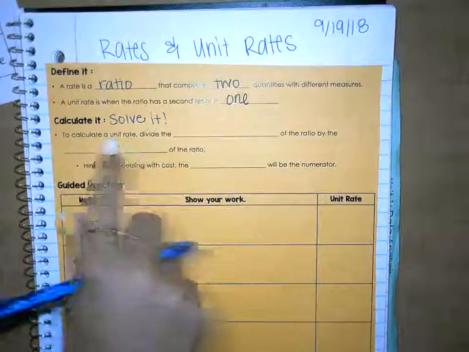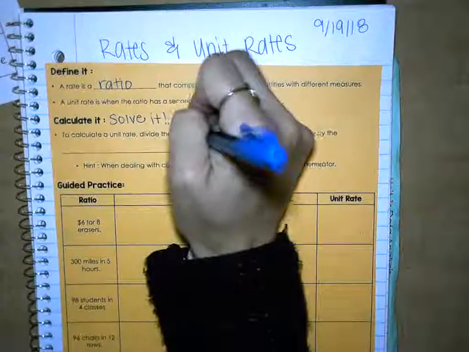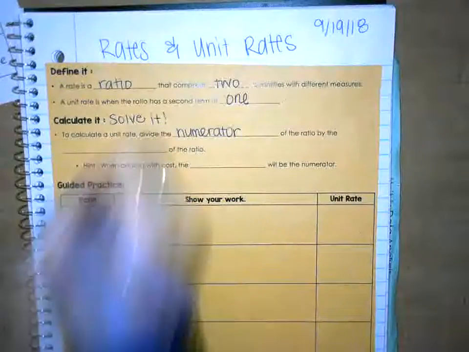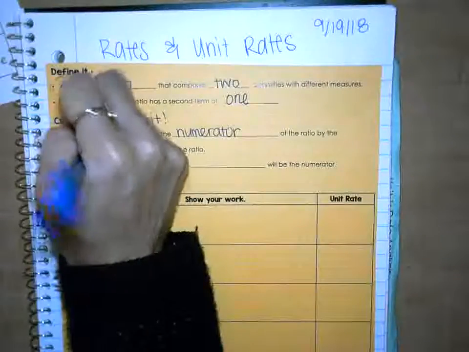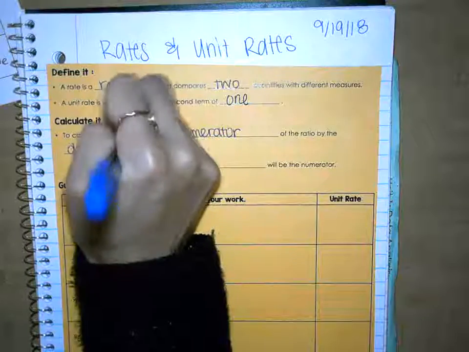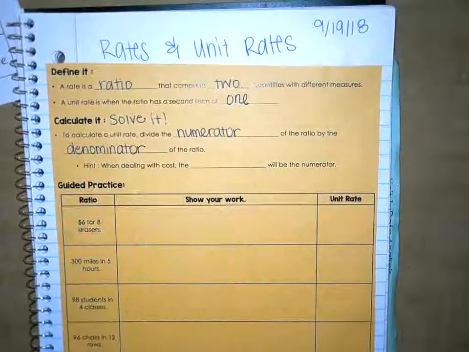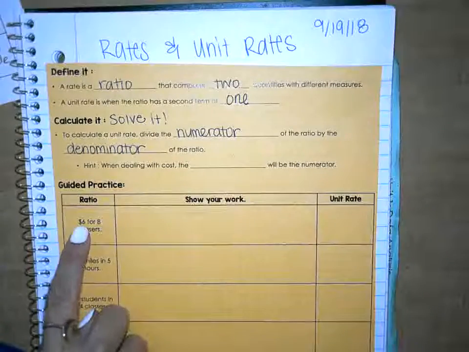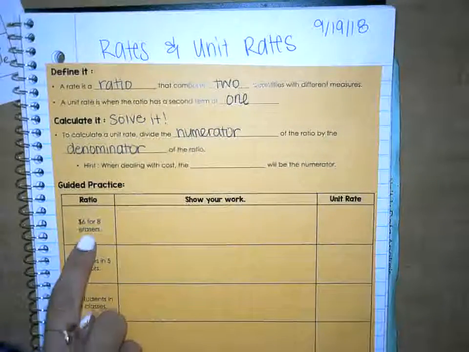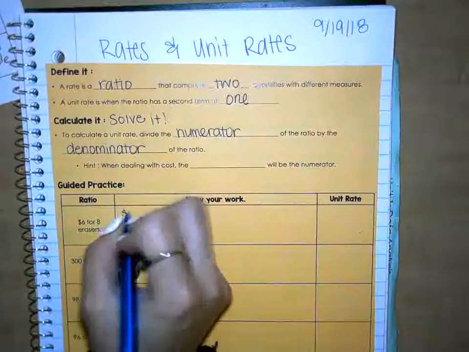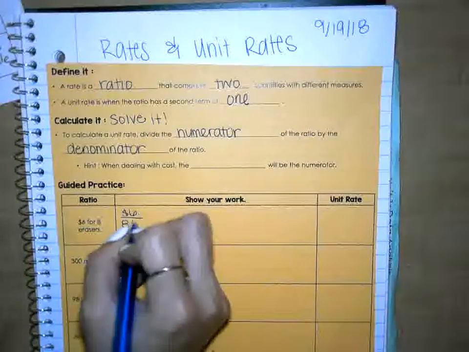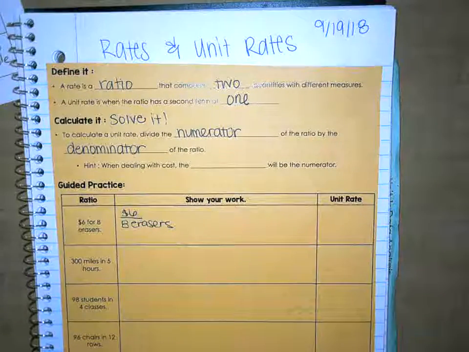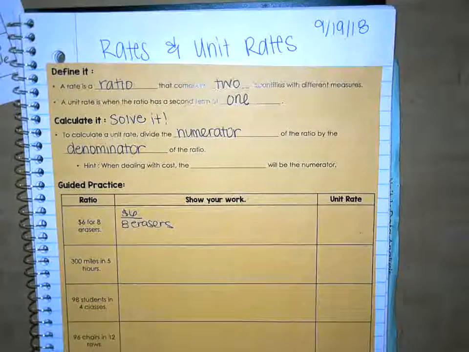So in order to calculate it, meaning to find it, to solve it, to calculate your unit rate, you must divide the numerator of a given ratio by the denominator. Because remember, we can write ratios as fractions. So if I have this ratio right here, $6 for 8 erasers, my $6 is going on top, and my 8 erasers are going on bottom. Okay, so that's how that is going to work.